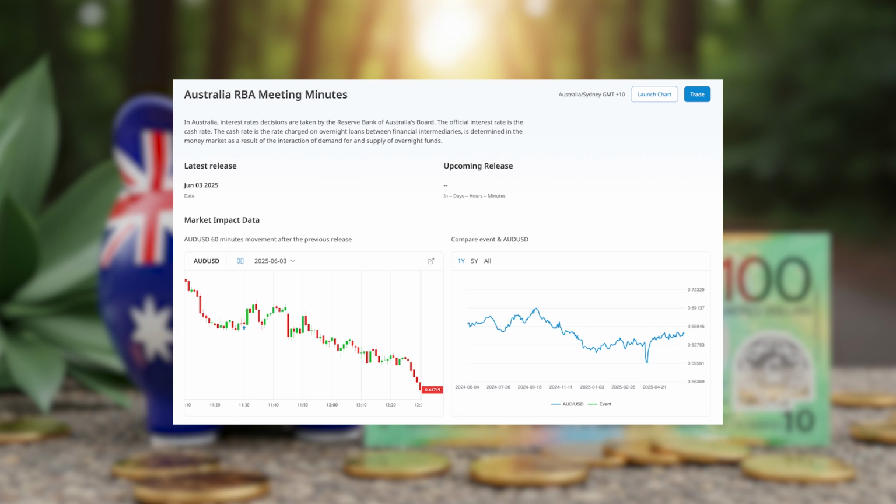So if Josh says that Josh thinks the rate should be higher for another 3 months, that's already very hawkish, because there is one person inside the meeting, the boardroom, that is actually discussing and trying to convince the others to maintain the rates higher for longer.